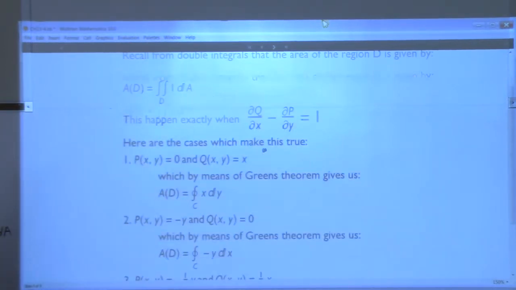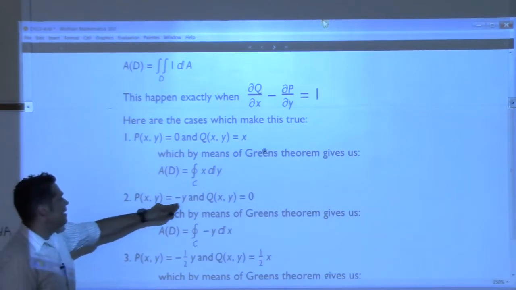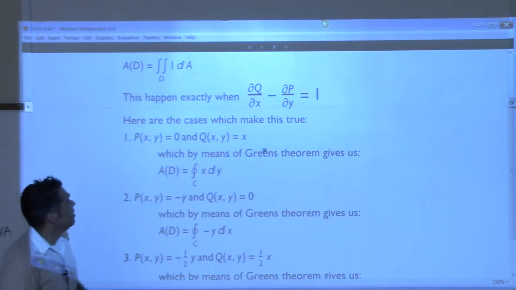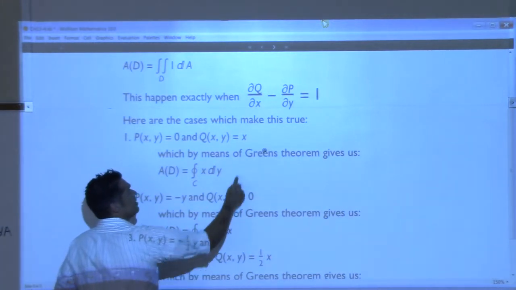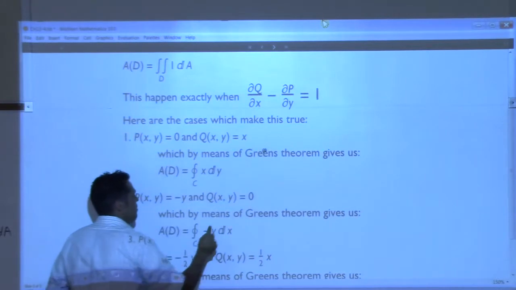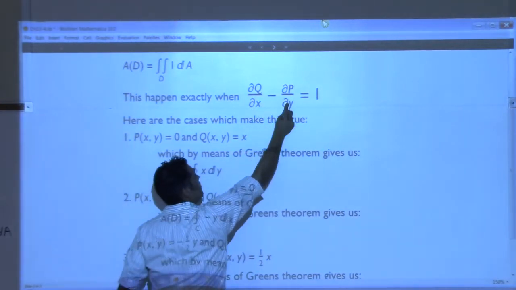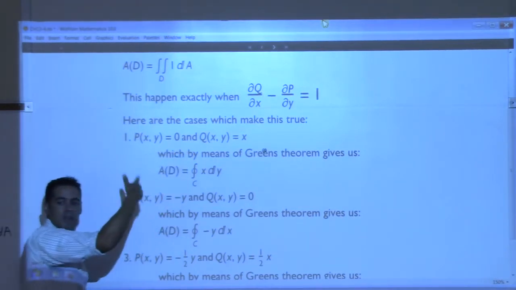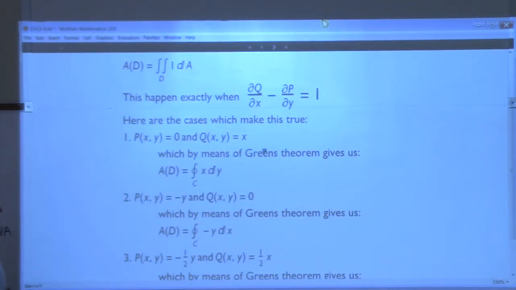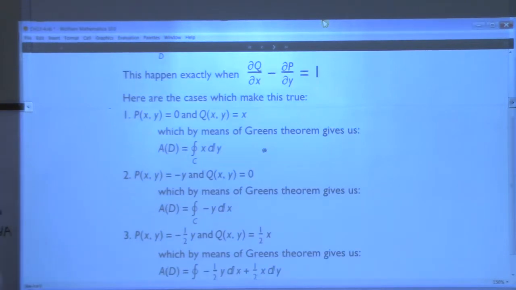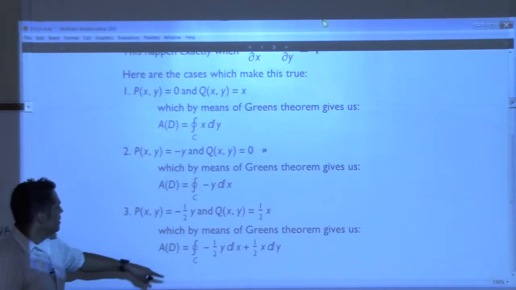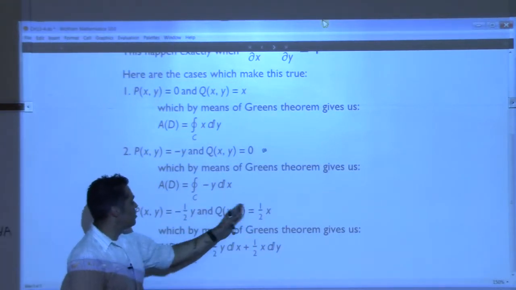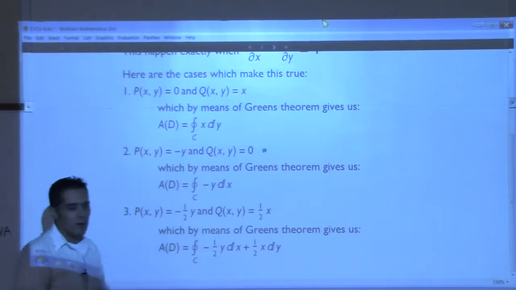Now, you could do it some other ways. You could let p be negative y and q be 0. So what would happen if p is negative y and q is 0? The partial of q with respect to x would give you 0. And then you're doing minus the partial of p with respect to y, which would be negative 1. So you get negative 1, which would give you 1 also, right? And there's actually a lot of different ways you could do it. Here's one more. You could let p be negative 1/2 y and q be 1/2 x. And if you do those partials, put it into this formula, you would also get a 1. All right?